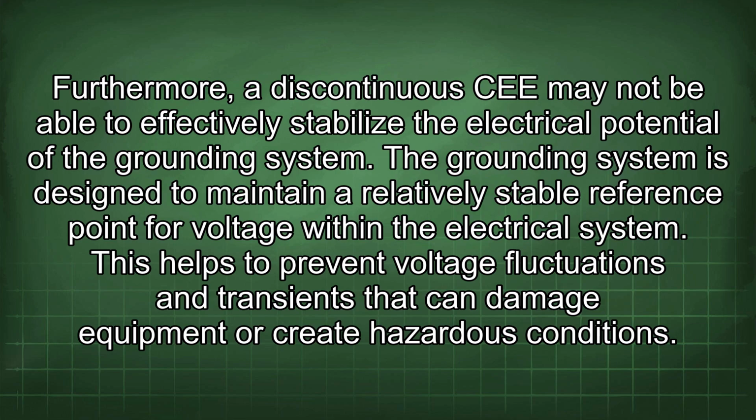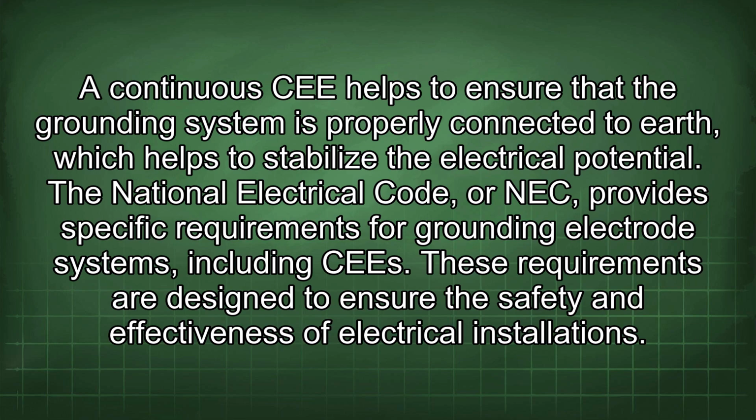The grounding system is designed to maintain a relatively stable reference point for voltage within the electrical system. This helps to prevent voltage fluctuations and transients that can damage equipment or create hazardous conditions. A continuous CEE helps to ensure that the grounding system is properly connected to earth, which helps to stabilize the electrical potential.